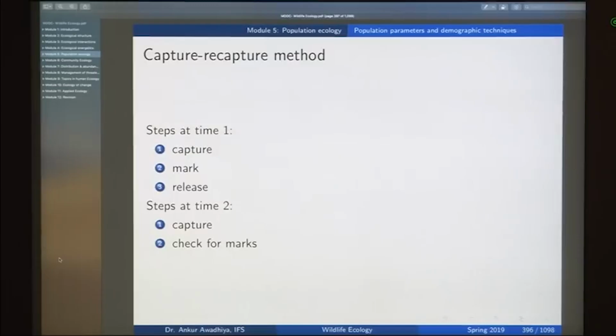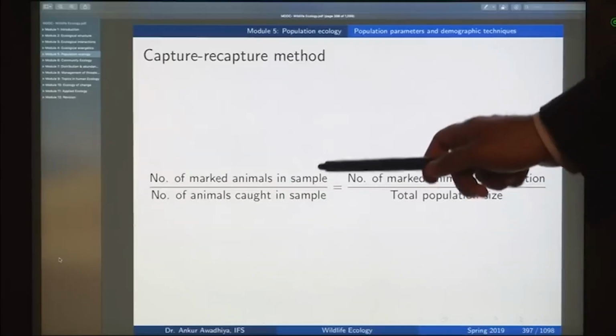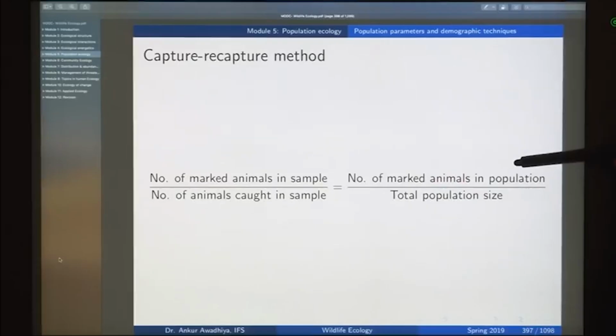So, once they have mixed with the whole of the population, then you take another sample, and in that sample you assess the number of animals that have your marks, and then we can use this formula: number of marked animals in the sample divided by the number of animals caught in the sample is equal to the number of marked animals in the population divided by the total population size. So, we know the number of marked animals in the sample, the number of animals caught in the sample, and the number of marked animals in the population. So, in that case we can get to the total population size.